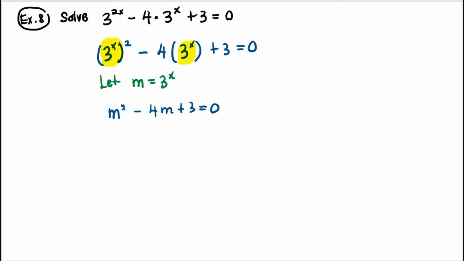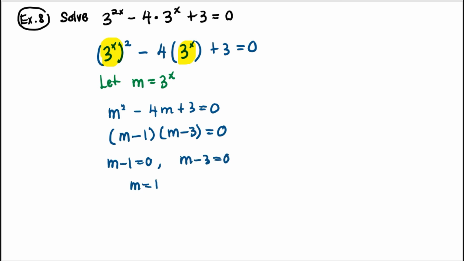Now you know that this is actually a quadratic equation. So when you want to solve the quadratic equation, you have three methods. The first one, you can use factorization, you can use completing the square, or you can use the formula. Suppose you want to use the factorization method. Therefore in this case I have m minus 1, m minus 3, which is equal to 0. So I have m minus 1 equal to 0, or m minus 3 equal to 0. In this case m is equal to 1, and another one m is equal to 3.